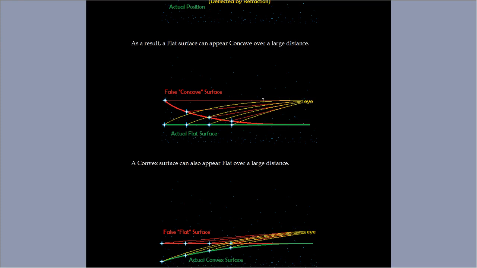What the human eye sees here is a false image. It's not the real thing, but it appears to be as such. What's actually happening is that the path of light is being bent, again, towards the ground.